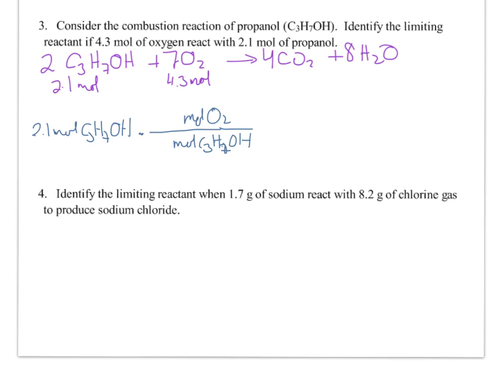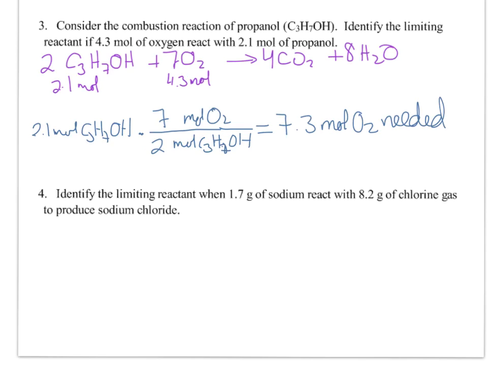All right, so to compare between moles of propanol and moles of oxygen, you use your stoichiometric ratio. There's a 7 in front of the O2 and a 2 in front of the propanol. So that gives me 7.3 moles of O2. Whenever you do it that way, always write the word needed after. So what does that mean? That means if I use up all of my propanol, I would need 7.3 moles of oxygen to react with it.